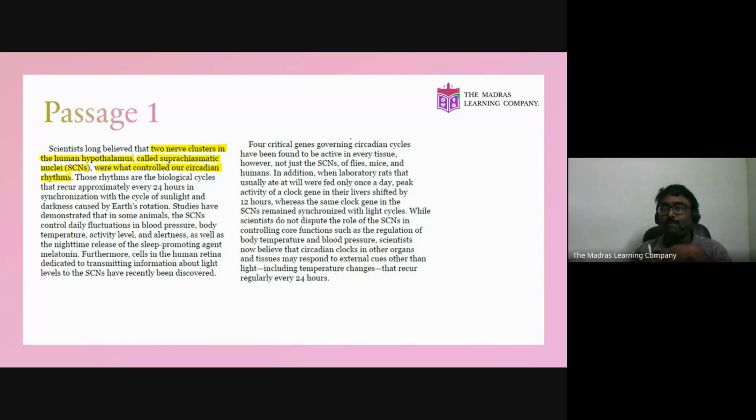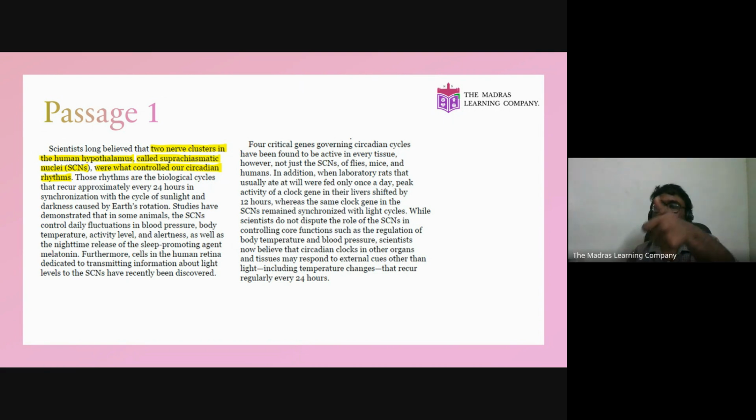Now I'm going to take a step back. What is it talking about? It's talking about some SCN. The short form is already given. And this SCN is controlling our circadian rhythms. Did you understand that, Mayuri and Raj? Yeah. Okay. Now, let's go to the next sentence.